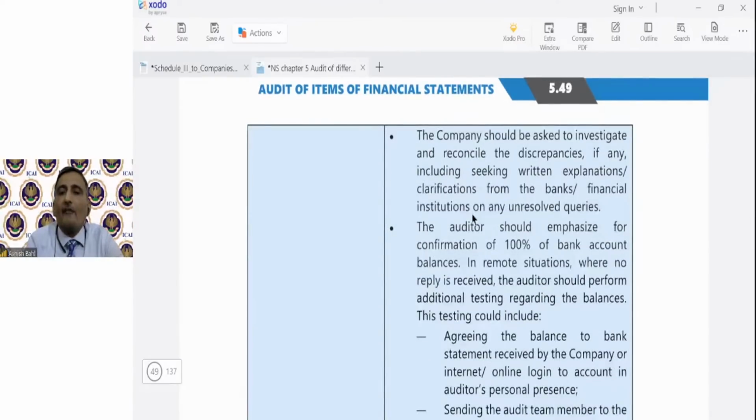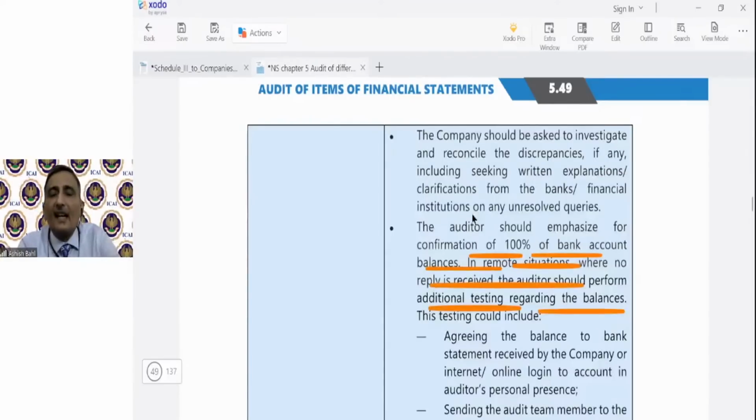So the auditor should emphasize confirmation of 100% of bank account balances. So whatever bank accounts the company has, say there are 10 bank accounts or 15 bank accounts, all the bank account balances should be reconciled. So whatever the balances appearing in the banks as per bank statements should be reconciled with what is appearing in the company's books. Okay.